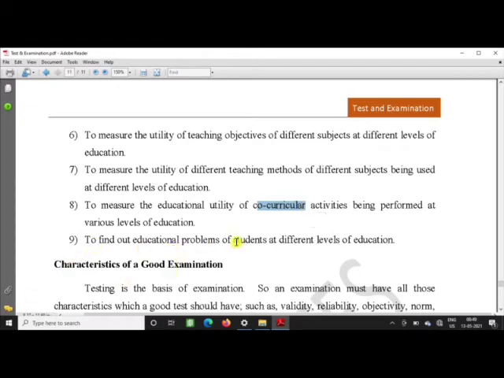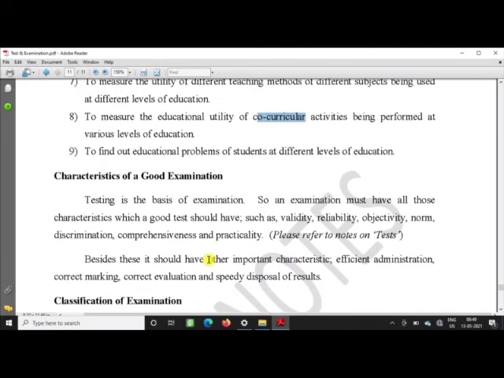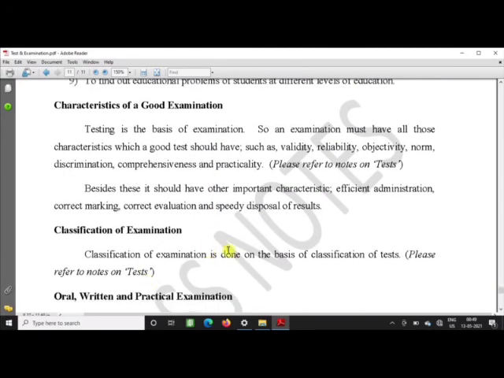Next we have educational problems, to find out educational problems of students at different levels of education. All right, so let's see the characteristics of a good examination. Validity, reliability, objectivity. I have given here to refer to the notes on test, because some of the things in examination are similar to the tests.